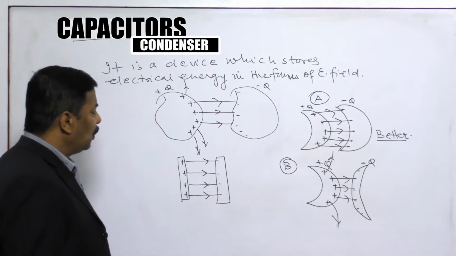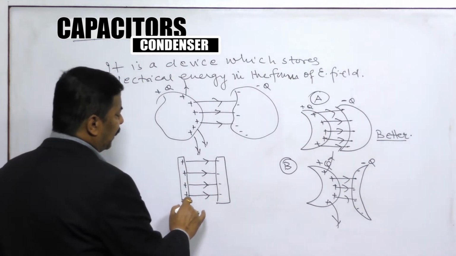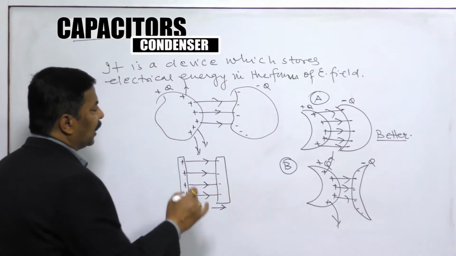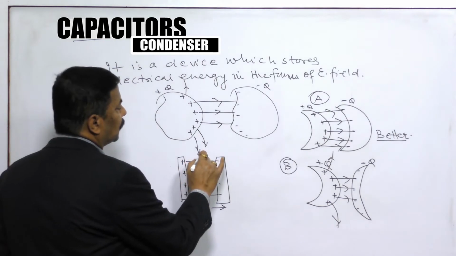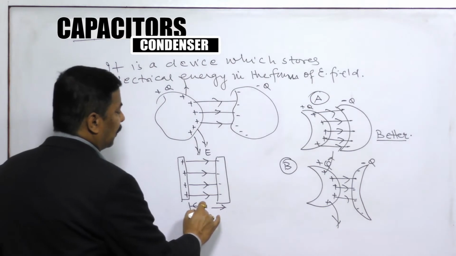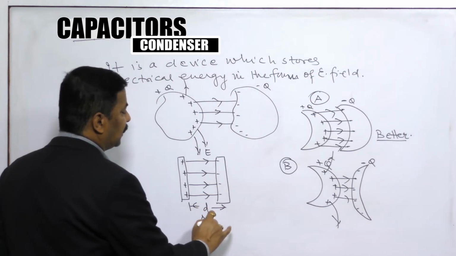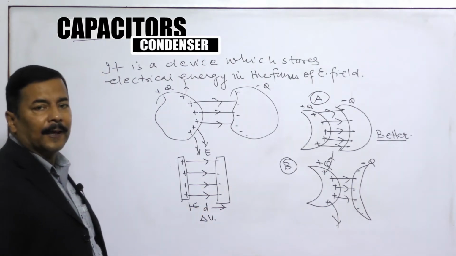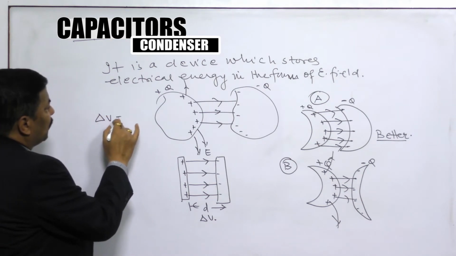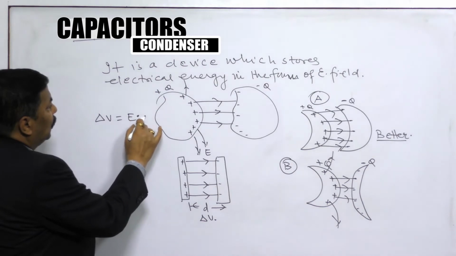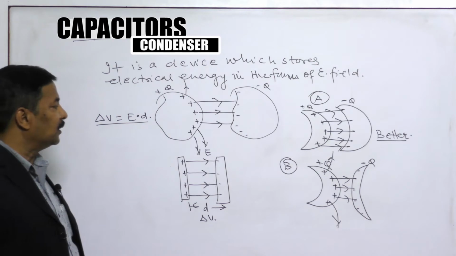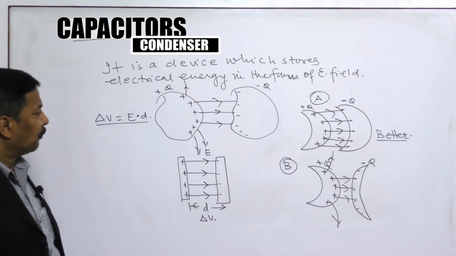So this is the thing that you all should keep in mind about the parallel plate capacitor. Now if the plate separation is D, here is the electric field that is generated, and the potential difference delta V is there. So this delta V is basically E into D. Potential difference is electric field into distance.